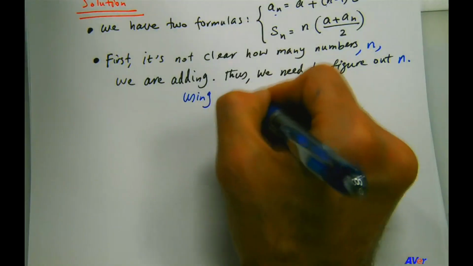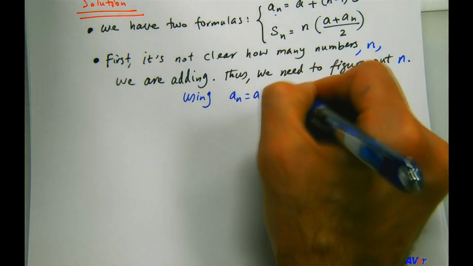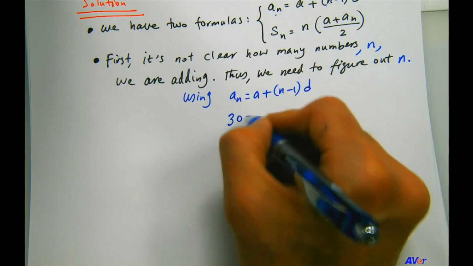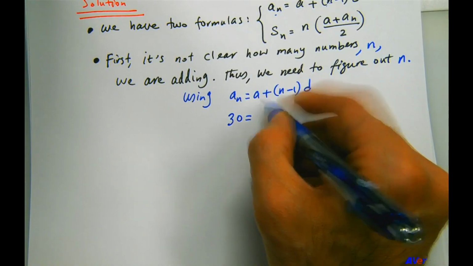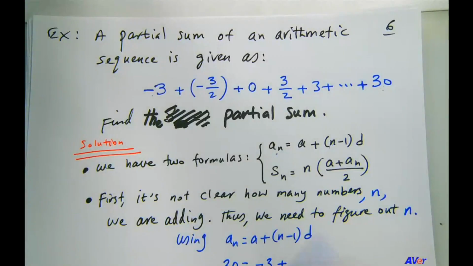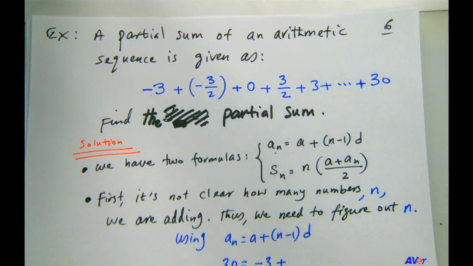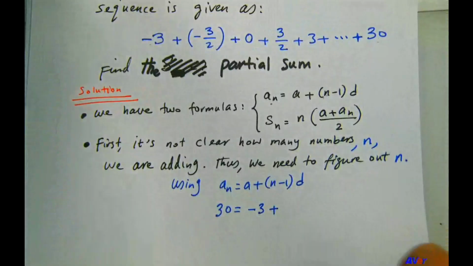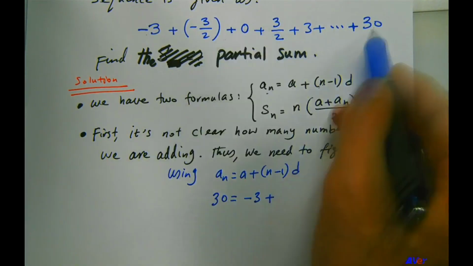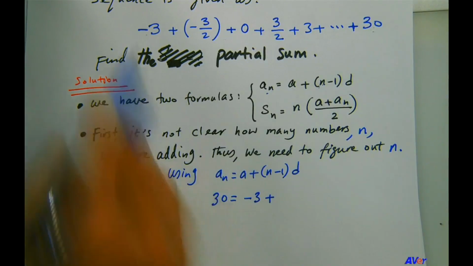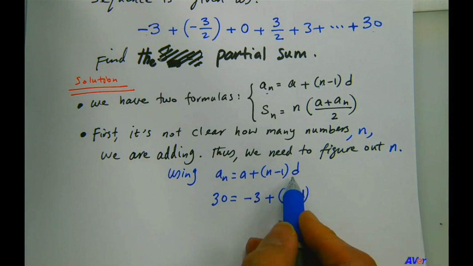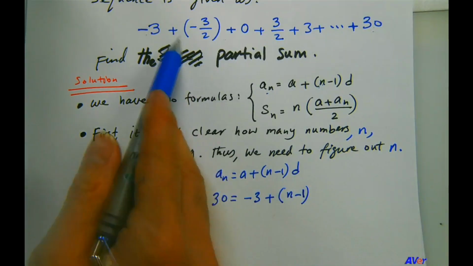Using a_n = a + (n - 1)d, we have 30 = a, which is -3, plus... I'm grabbing all these numbers from this list up here. So now you can see them. So 30, that was a_n; -3, that's the first term; n we don't know, we're solving for that; and d is, of course, 3/2.